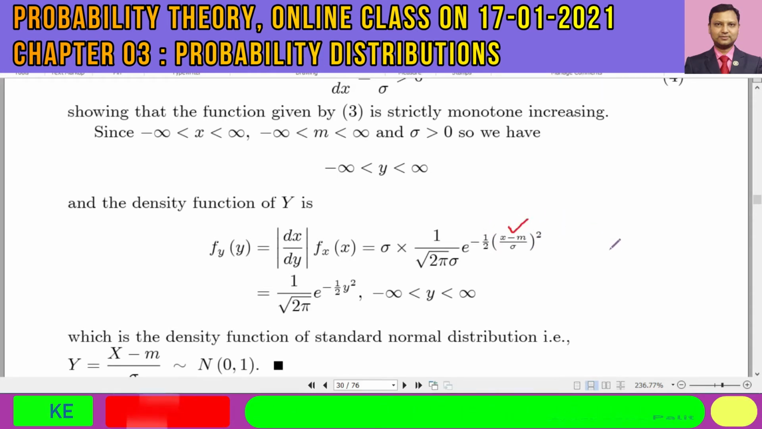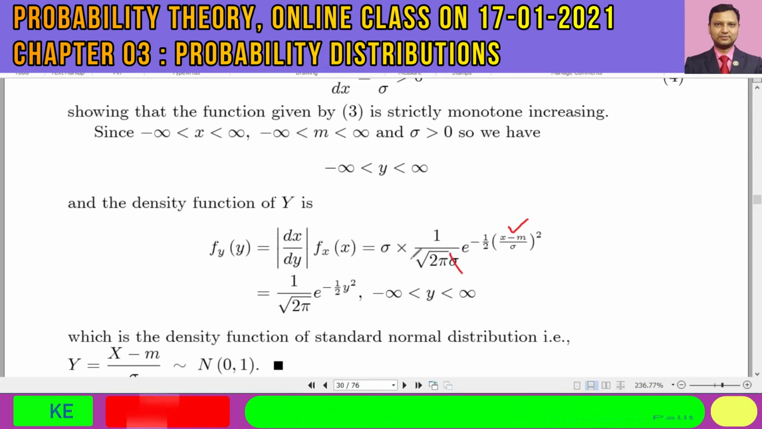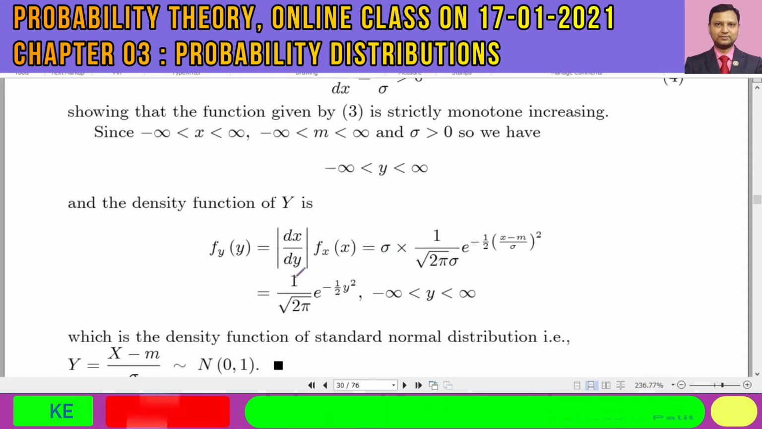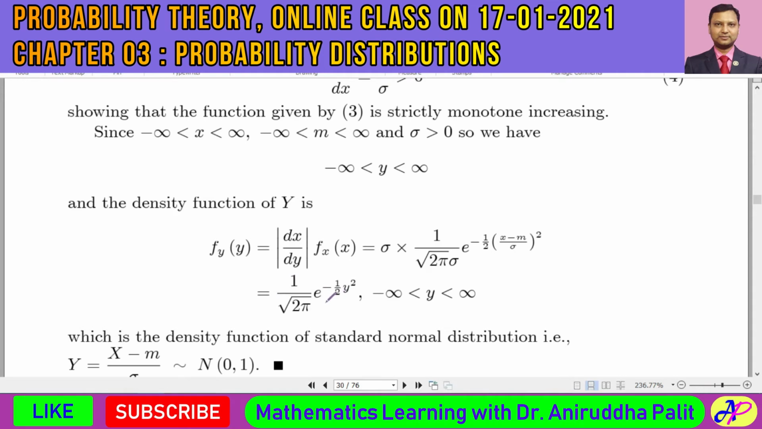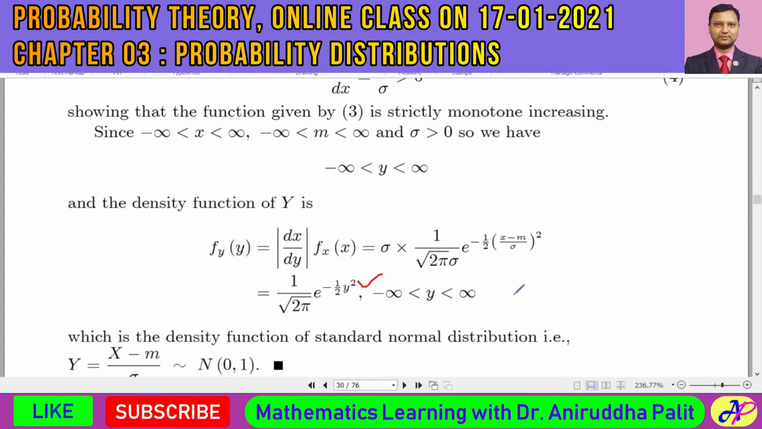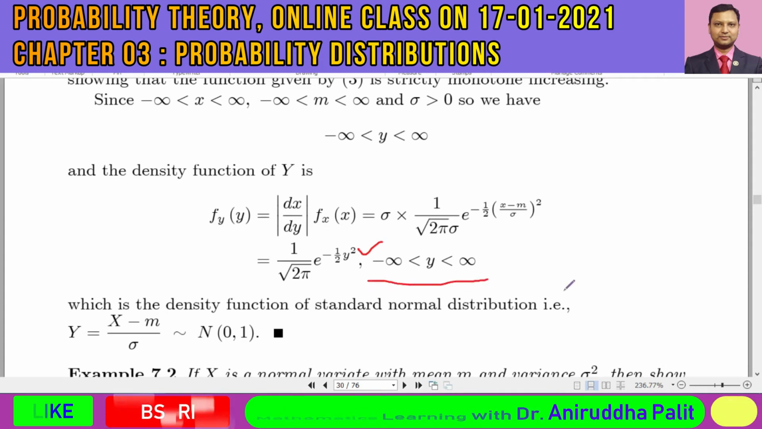Over here, we can directly put (x minus m) by sigma is equal to y. And this sigma will get cancelled with this sigma, and therefore we would have 1 by root over twice pi, e to the power of minus half y square. That is actually the density function of the standard normal distribution. And over here we are specifying the spectrum of y as well. So what we observe is that this random variable y follows the standard normal distribution.